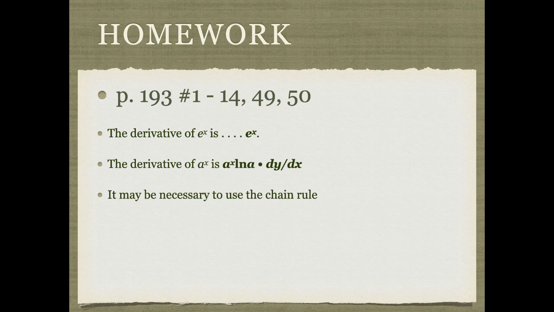That is all for section 3.4, day 1. So the derivative of e to the x is e to the x. If we have a base that's a number, like a to the x, you take a to the x times the natural log of the base times the derivative of the exponent. Again, the exponent would have your variable in it. It may be necessary to use a chain rule when we do these.